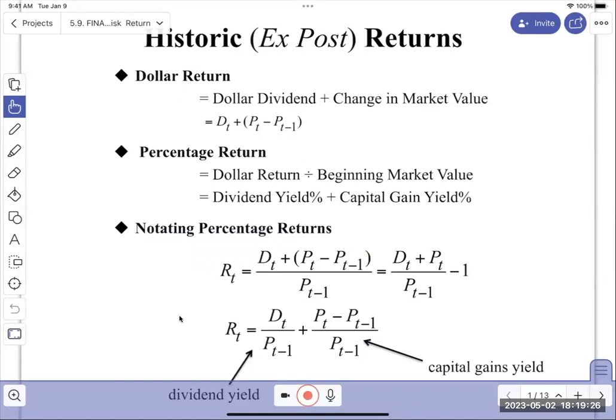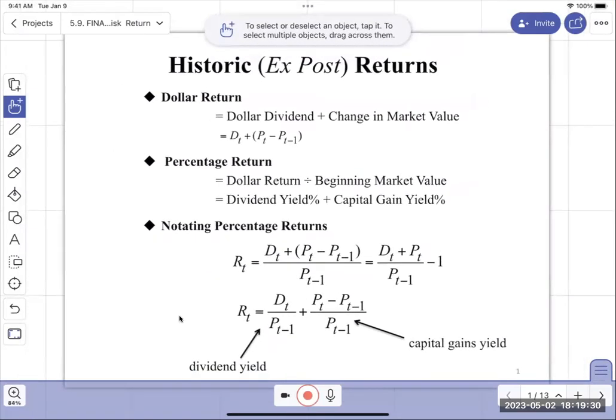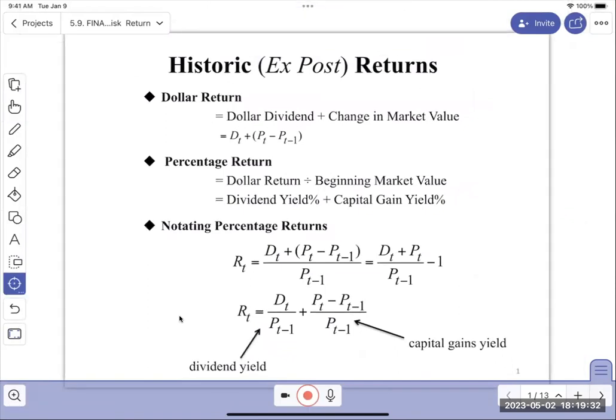Okay, so this is how we think about doing this. What are the returns to a risky asset? The returns to a risky asset in dollar terms would be, if the company pays dividends to shareholders, the dividend over the period.